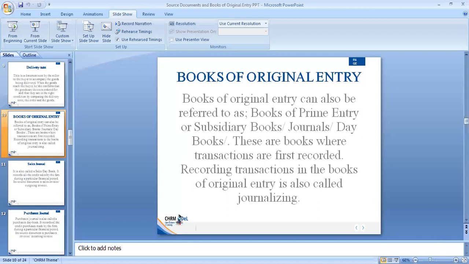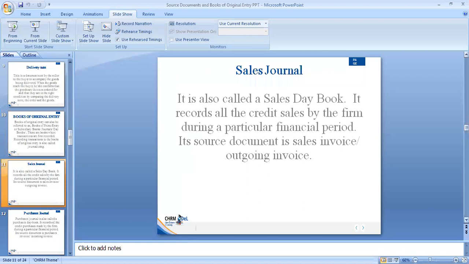So the books of original entry, number one, we have what we call the sales journal or the sales day book. The sales journal is going to be used to record credit sales only. Anything that has been sold on credit will be captured in the sales journal. And you will also realize that any book of original entry has a source document. A source document here means a document that is going to give us information that we require in preparing this book of original entry.